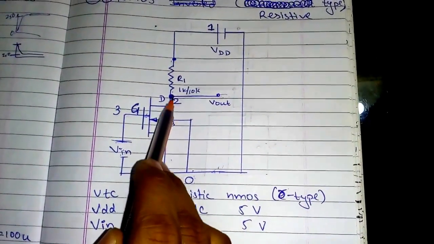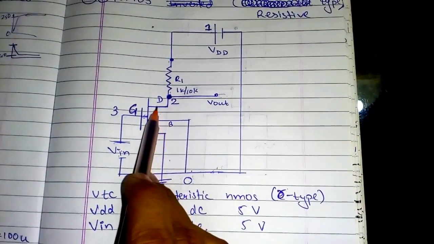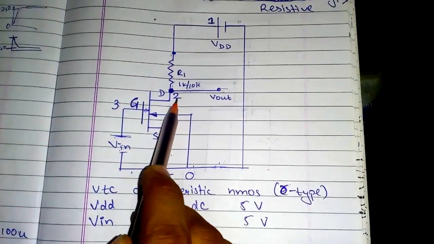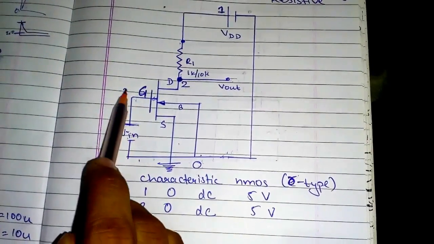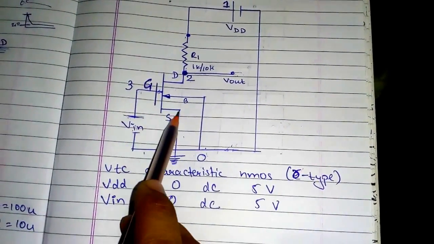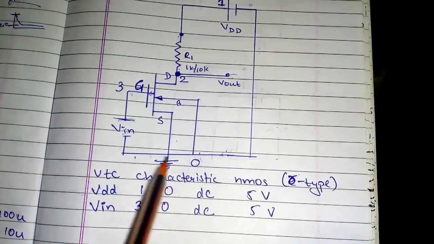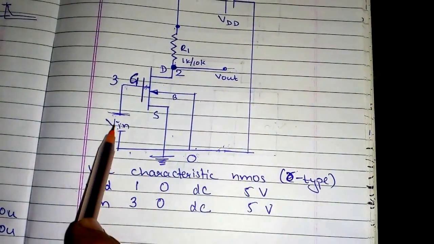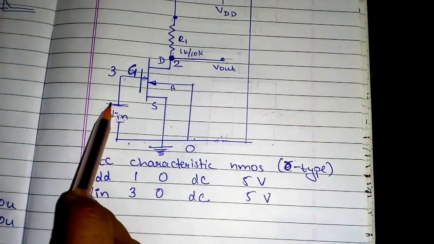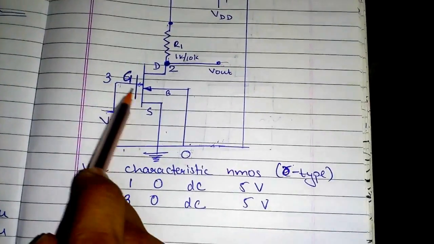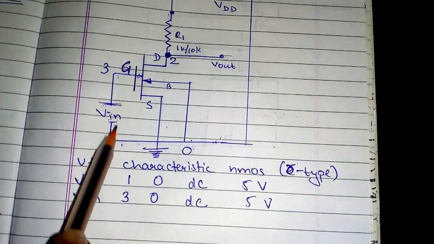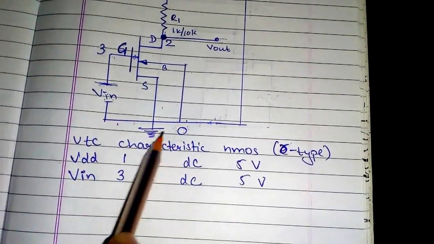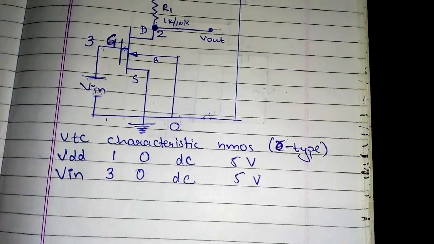This node is also connected to the drain of my NMOS, so my drain is also at 2. My gate was empty, so I named it as 3. My source is connected to ground, which is 0. Body is connected to ground, which is 0. And Vin has two terminals. The positive terminal is at 3 because gate and Vin are connected. The negative terminal is at ground. So basically all my nodes have been connected.